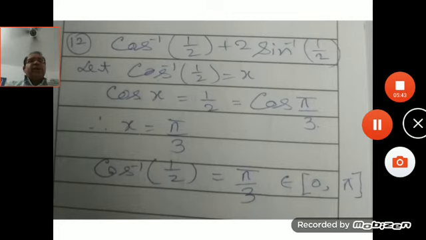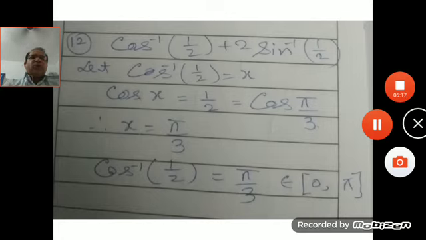Find the principal value of cos inverse 1 upon 2 plus 2 sin inverse 1 upon 2. So we have to take it as two separate questions. After finding the values separately, we add these two. First we take cos inverse 1 upon 2 equal to x. So cos x is equal to 1 upon 2.